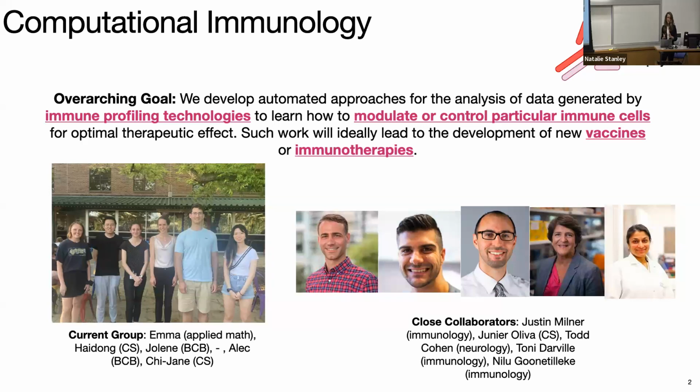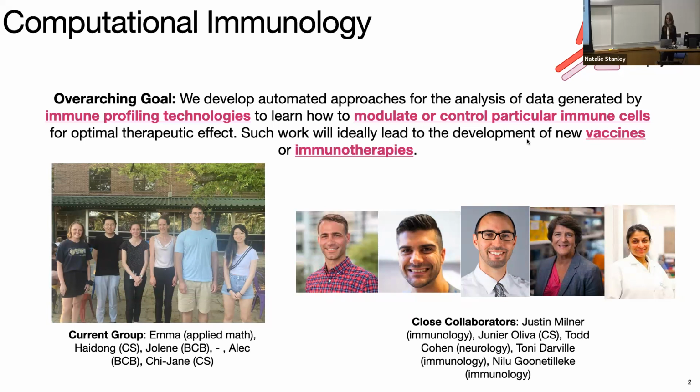So broadly, as a computational immunology lab, our overarching goal is to identify particular components of the immune system that can really be modulated for therapeutic effects. And this can be to design things like vaccines or maybe even more effective immunotherapies. So we're really interested in figuring out what's the best way, for example, that we can get a T cell to behave well, or what kind of cells does a person need to have in order for them to respond favorably to a treatment or to be protected against a disease.